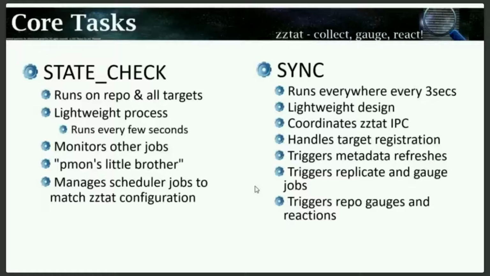So that's it for the metric tasks. Those 4 are basically the guys which collect all the data and manage all the metric data. And then we have 2 processes which are kind of considered the core tasks of the framework, which make sure that everything runs smoothly and that the framework remains stable and operational. First, we have the state check.